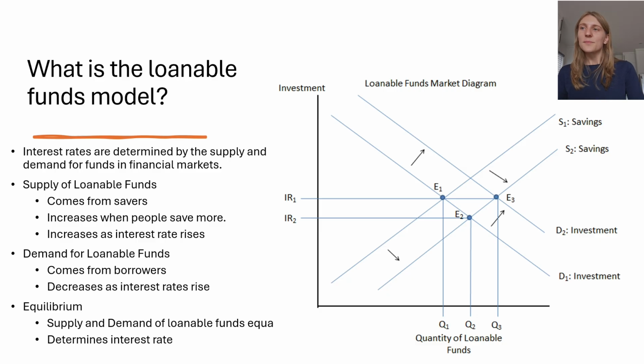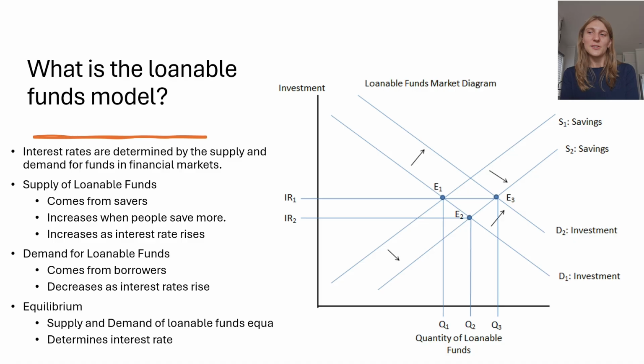in the market. So the supply of loanable funds comes from savers, which is like households and some businesses, and it increases when people save more, and it is positively related to the interest rate. So if there's higher interest, then there's more saving in the market, and the demand for loanable funds comes from borrowers, and it decreases as interest rates rise because borrowing becomes more expensive.